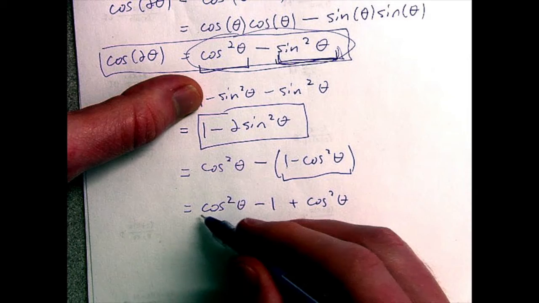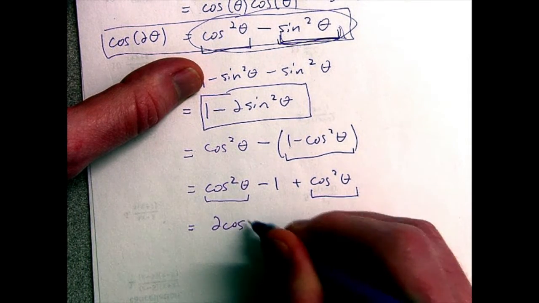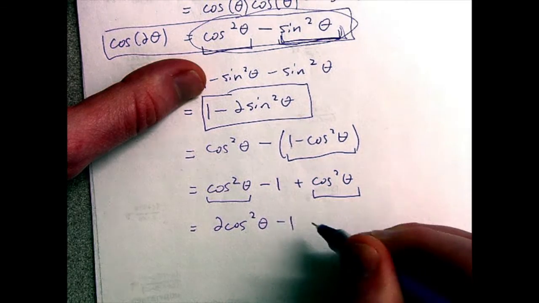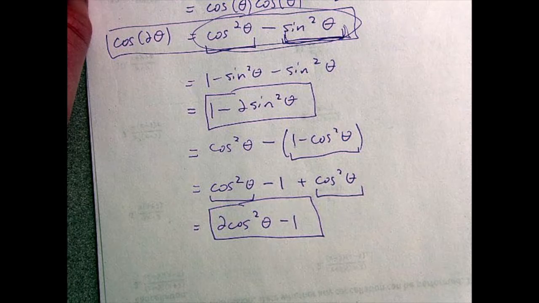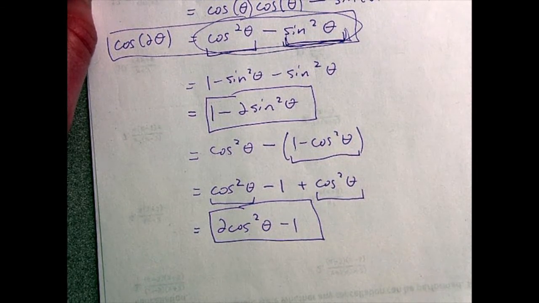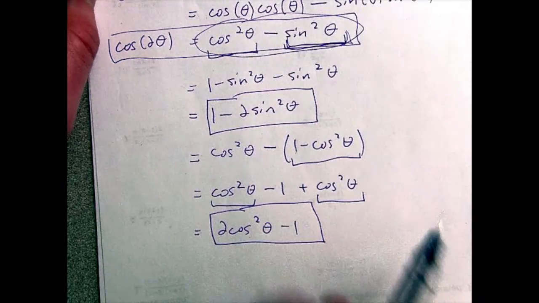And then we have two copies of cosine squared theta, so we can put them together to obtain 2 cosine squared theta minus 1. And that is the third double angle identity for cosine 2 theta. So we actually have three formulas for cosine 2 theta. Here's one, here's another, here's another.